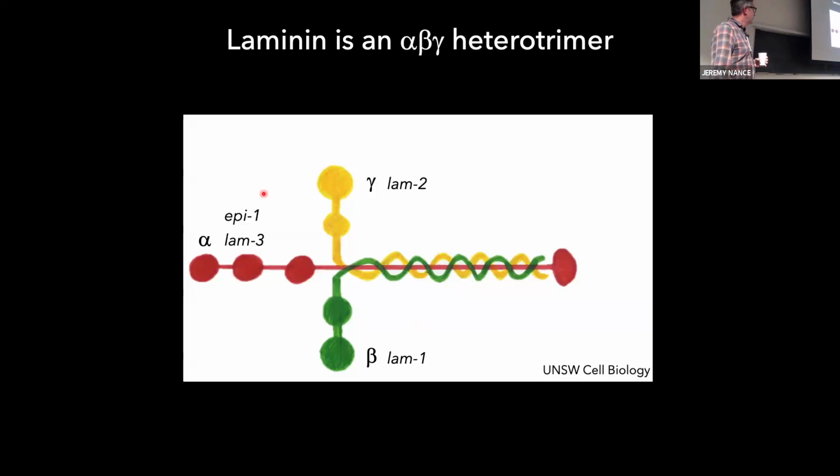And then there are two different alpha proteins, epi1 and lam3. I'll talk about this one in particular. So you only have two different types of laminin in worms, which is far different from the complexity found in us, for example. Okay, so we're going to look at lam1 as a way to visualize the basement membrane as well as perturb it genetically.